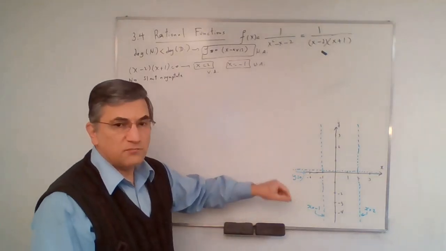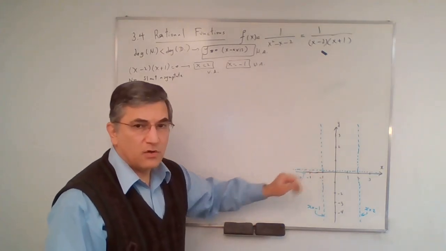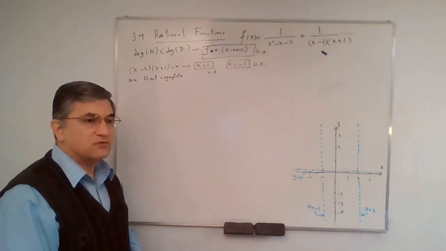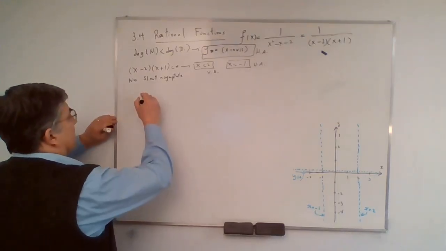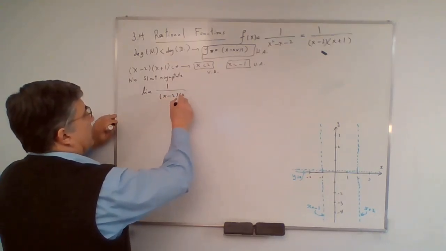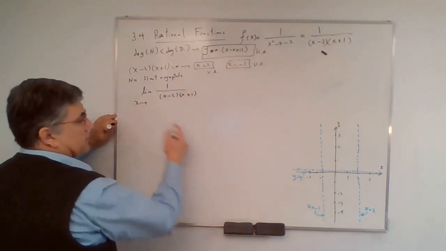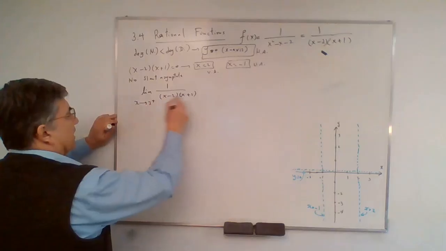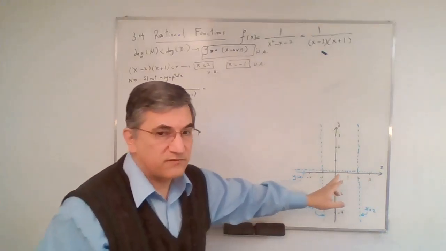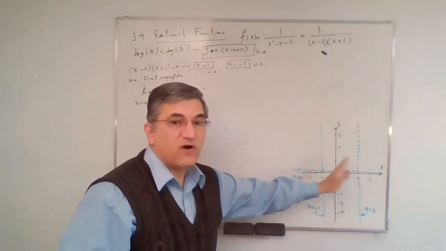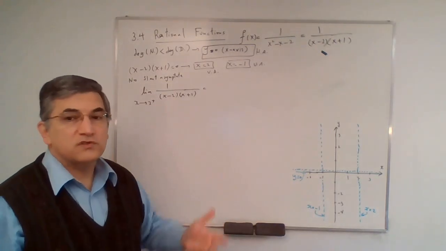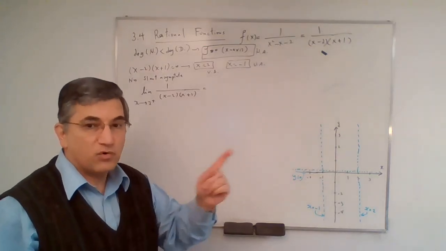Now, I just want to know the behavior of the graph in the neighborhood or vicinity of the vertical asymptotes. And for this purpose, I have to use one-sided limits. So I'm going to say the limit of the function when x approaches 2 from the right-hand side. I want to know what happens to the value of y if x approaches 2 from the right-hand side. Let's say x is 2.1 or 2.001 or something close to 2, but more than 2.